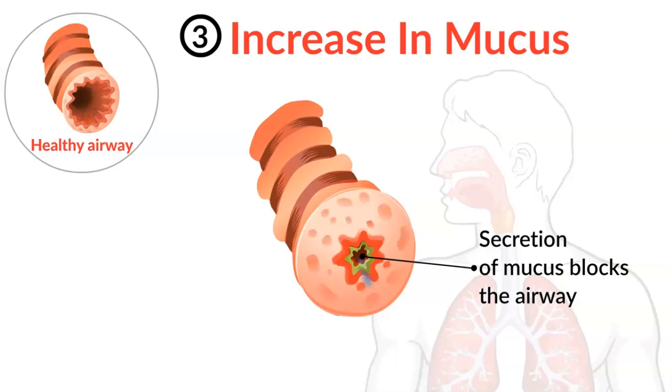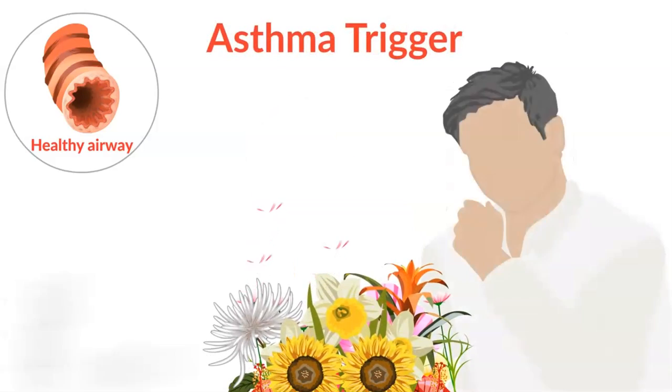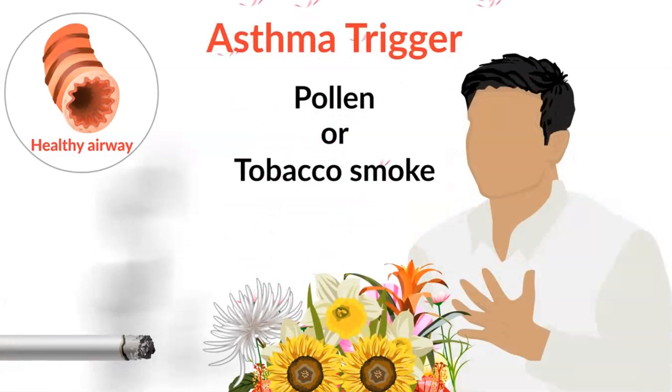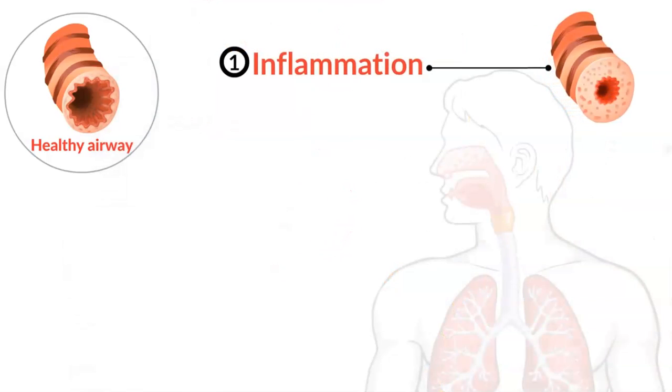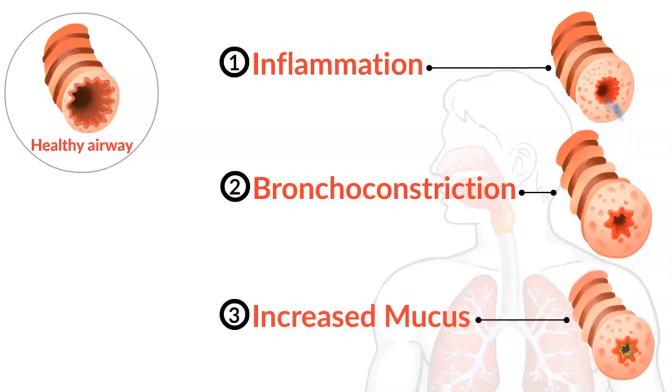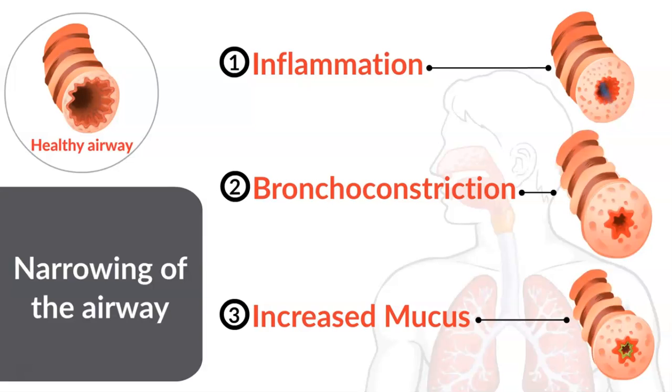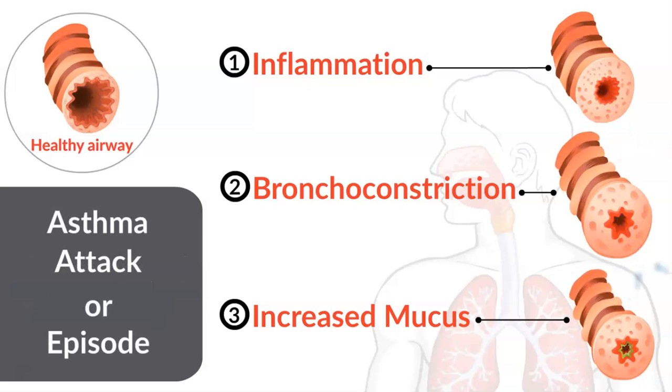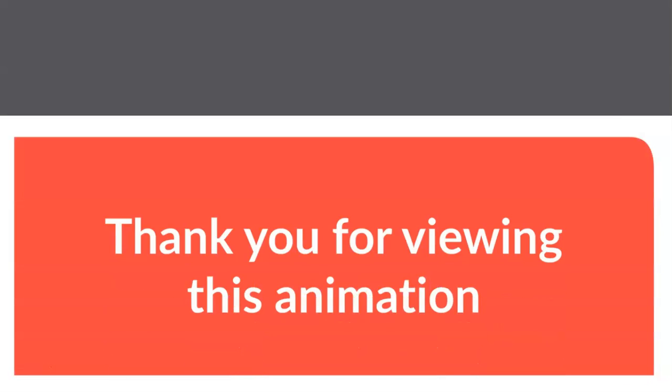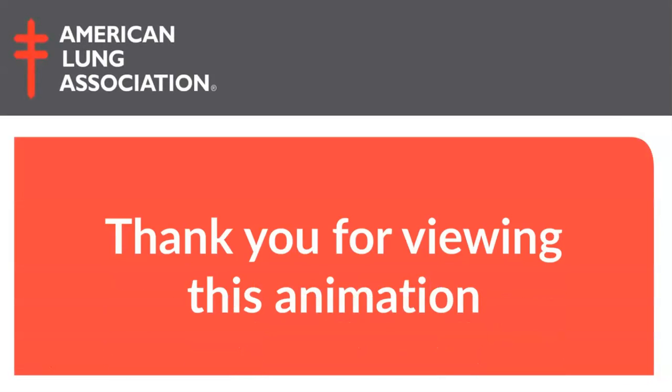When someone with asthma comes in contact with an asthma trigger, such as pollen or tobacco smoke, one or all three of the processes, inflammation, constriction, increased mucus production, can occur, all of which contribute to the narrowing of the airway. This is known as an asthma attack or episode. Thank you for viewing this animation from the American Lung Association.